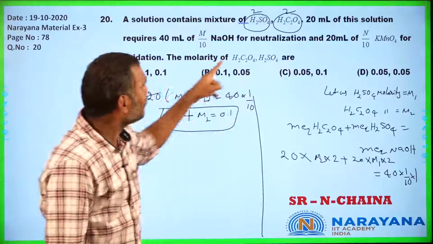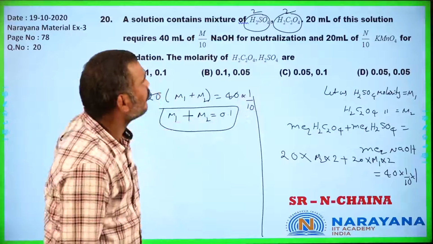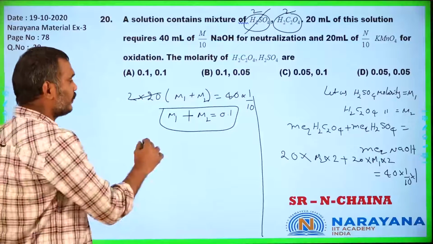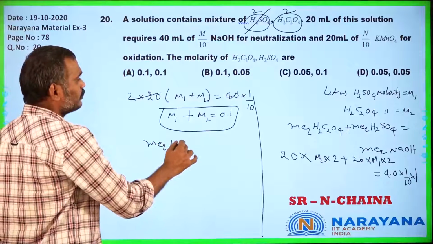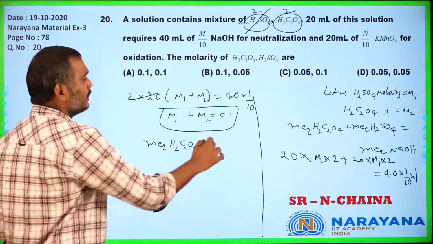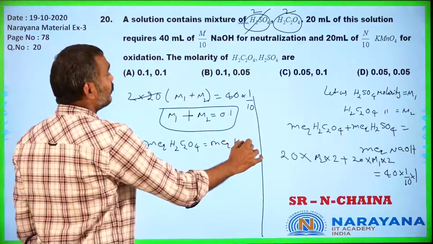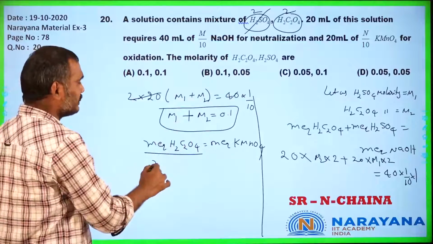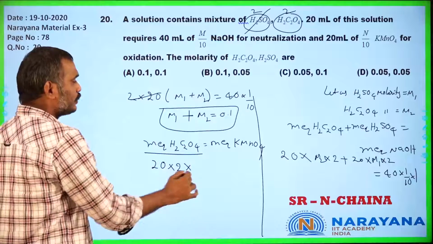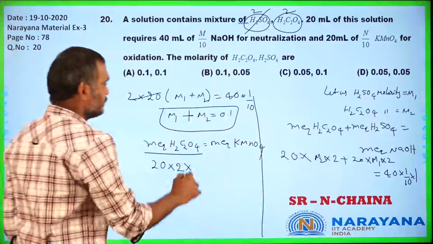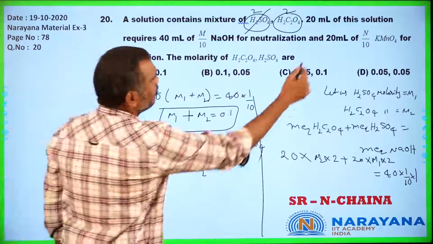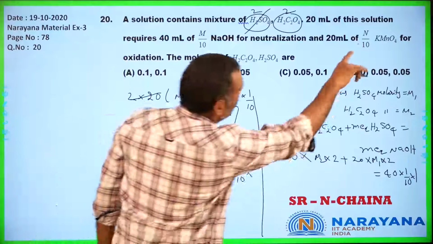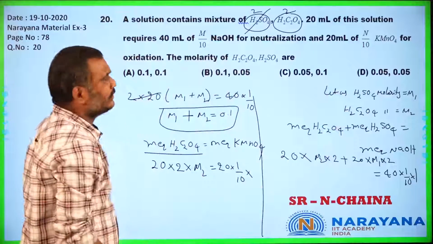And next, 20 ml of 1 by 10 KMnO4. H2SO4 is not affected. Who will be affected? H2C2O4. So milli equivalence of H2C2O4 is equal to milli equivalence of KMnO4 upon oxidation. That is 20 and n factor 2, H2C2O4 molarity M2, is equal to milli equivalence of KMnO4, 20 into 1 by 10.